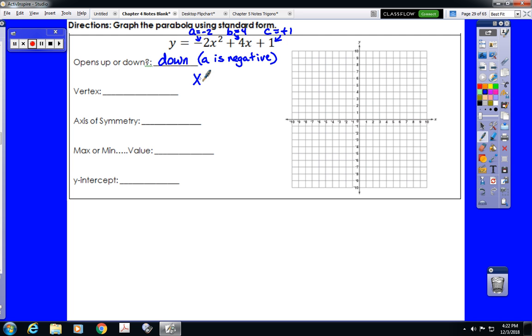Next, we're going to do the axis of symmetry, negative b over 2 times a. That'd be negative 4 over 2 times negative 2, which would be negative 4 divided by negative 4, or x equals 1.